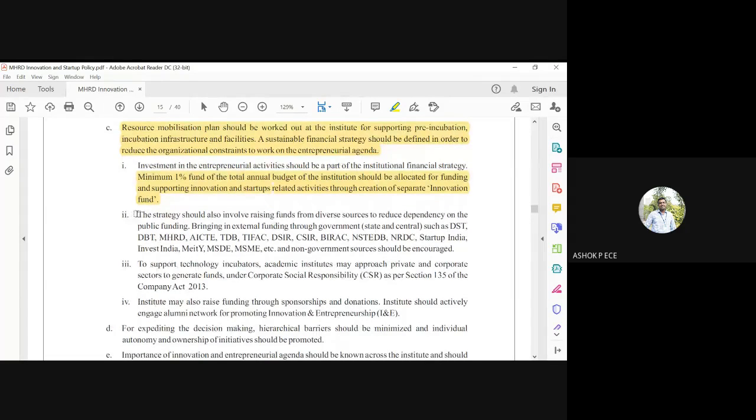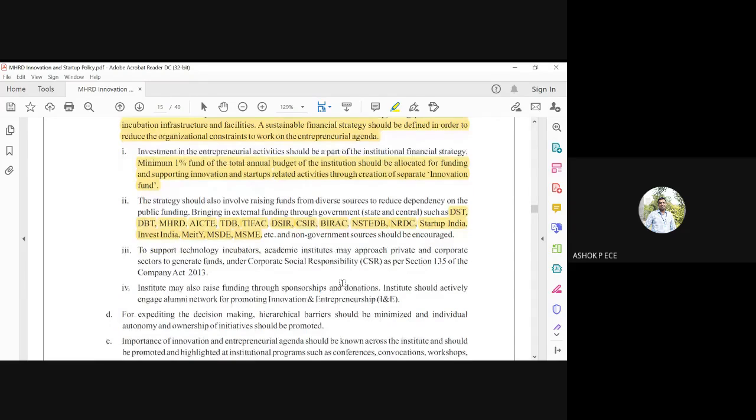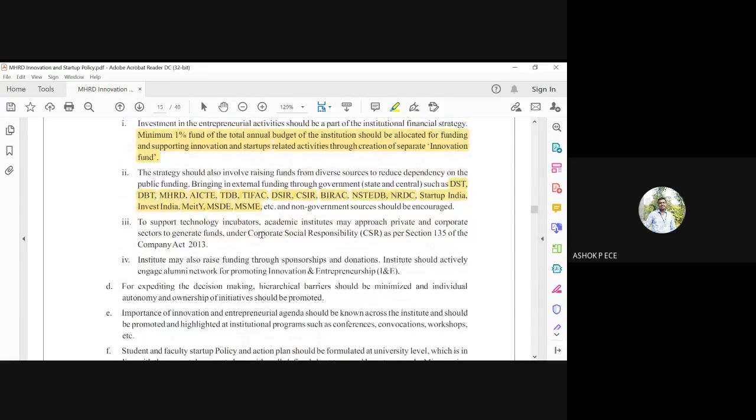You can also consider raising funds from different central and state government resources like DST, the Department of Science and Technology. You have DBT, Biotechnology, MHRD, Higher Education, AICTE, the regulator, TIFAC, DSIR, CSIR, BIRAC, BARC, NRDC, NSTDB, Startup India, Invest India, Ministry of Electronics, MSDE, MSME. A lot of agencies are available, government and non-government, state and central. Funding from non-government institutions should also be encouraged. You should be able to attract funds from any of them for your technology innovation.